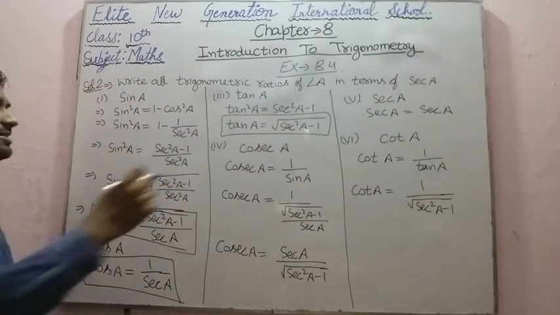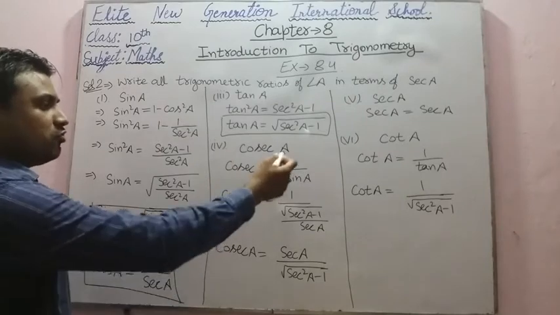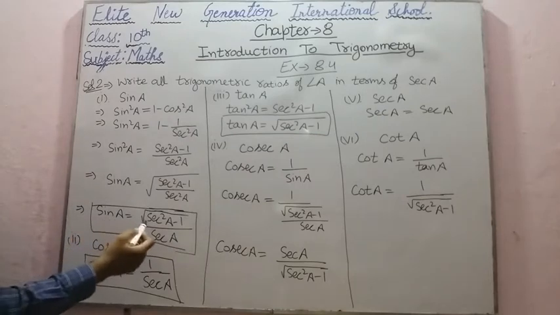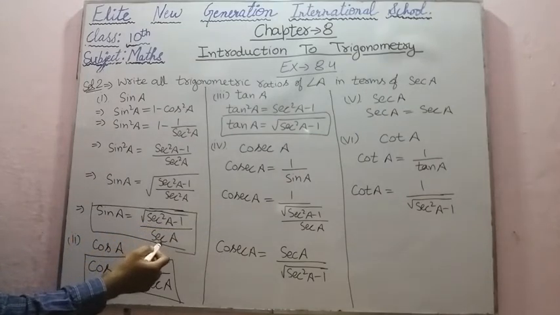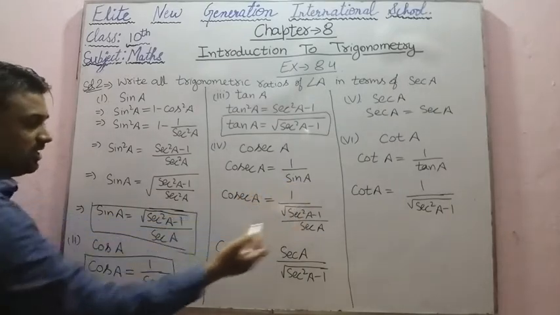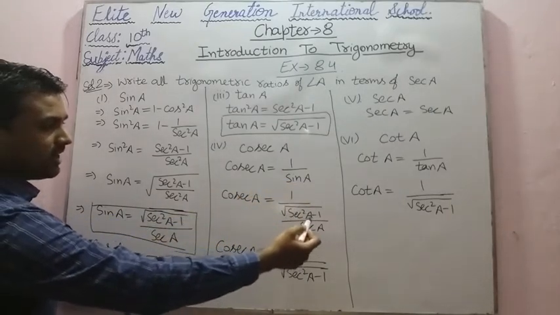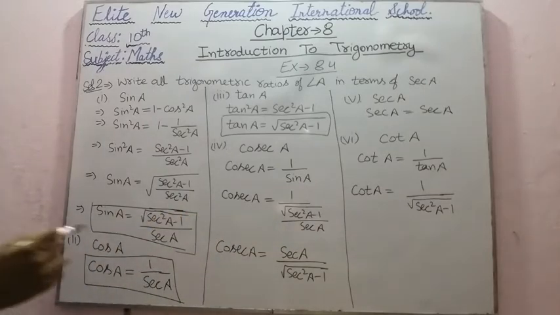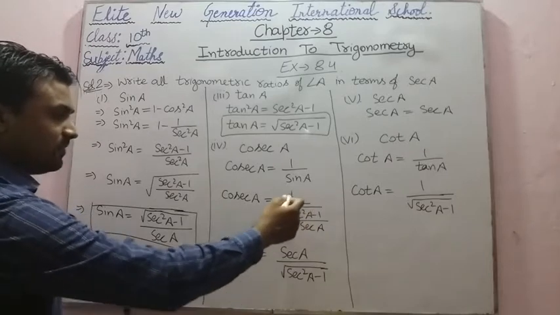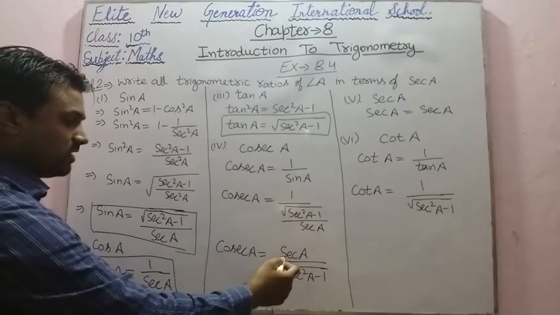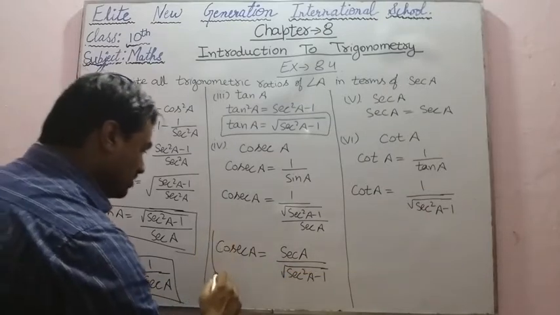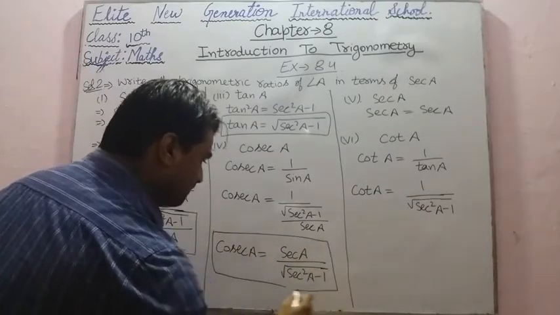Now the fourth ratio, that is cosec A. So cosec A equals 1 upon sin A. Here the value of sin A is under root sec square A minus 1 upon sec A, so we put the value of sin A from here. In place of sin A we write under root sec square A minus 1 upon sec A. After this we take its reciprocal. So cosec A equals sec A upon under root sec square A minus 1, since sec A comes in the numerator. So the value of cosec A will be this.